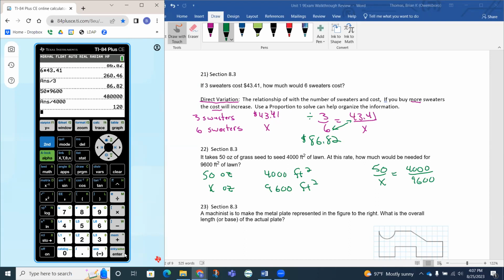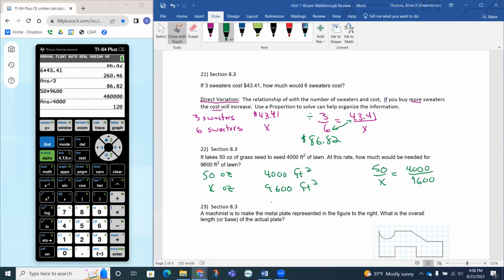So that also should make sense, 120 ounces, because if we double 50 ounces, that would bring that up to 8,000 square feet. So an estimation here, 100 ounces is going to get me close. So 120 sounds reasonable. So I'd be purchasing 120 ounces of grass seed would be my interpretation.